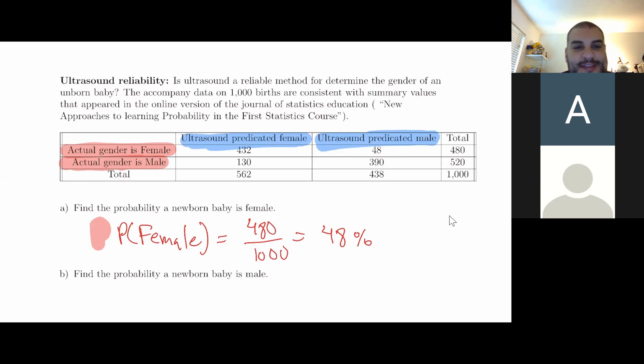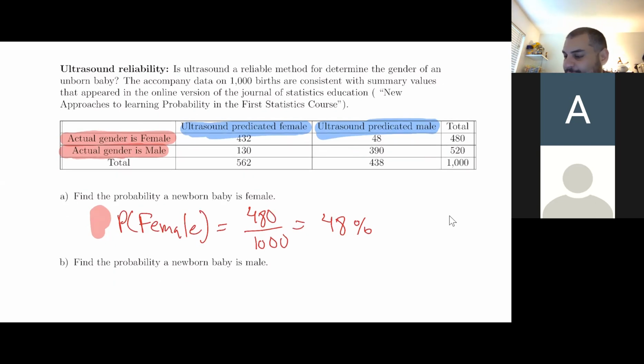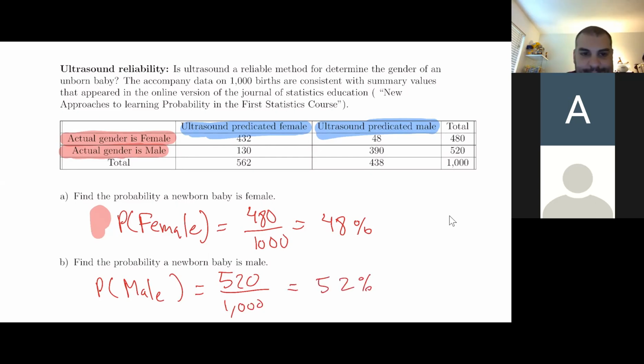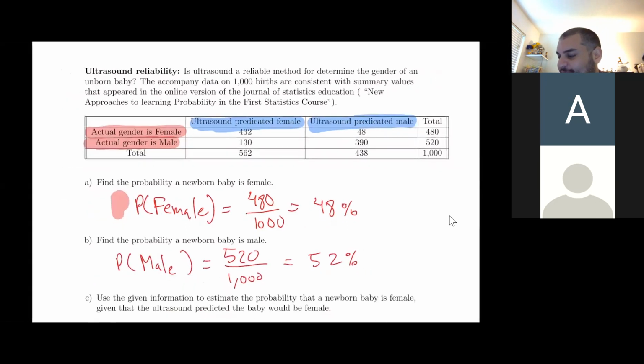All right, let's do B. It says find the probability a newborn baby is male. So this one we want to find male. How many total males do we have? 520. Same thing out of 1,000. So you get 52%. And that's it for B. Any questions for B? So let's get into C.